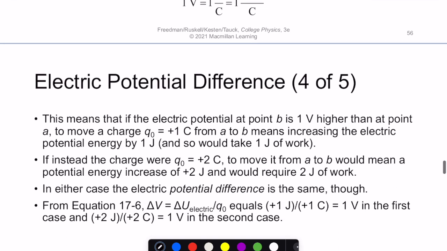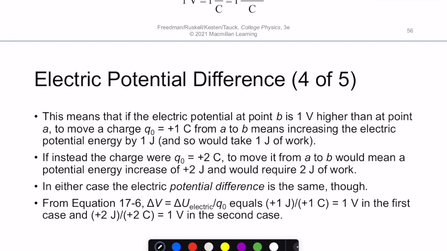This means that if the electric potential at some point B is 1 volt higher than point A, then to move a charge of 1 coulomb, it would take 1 joule of work to do that. So potential difference is a joule per coulomb. It means it takes 1 joule of work to move a 1 coulomb charge through that potential difference.